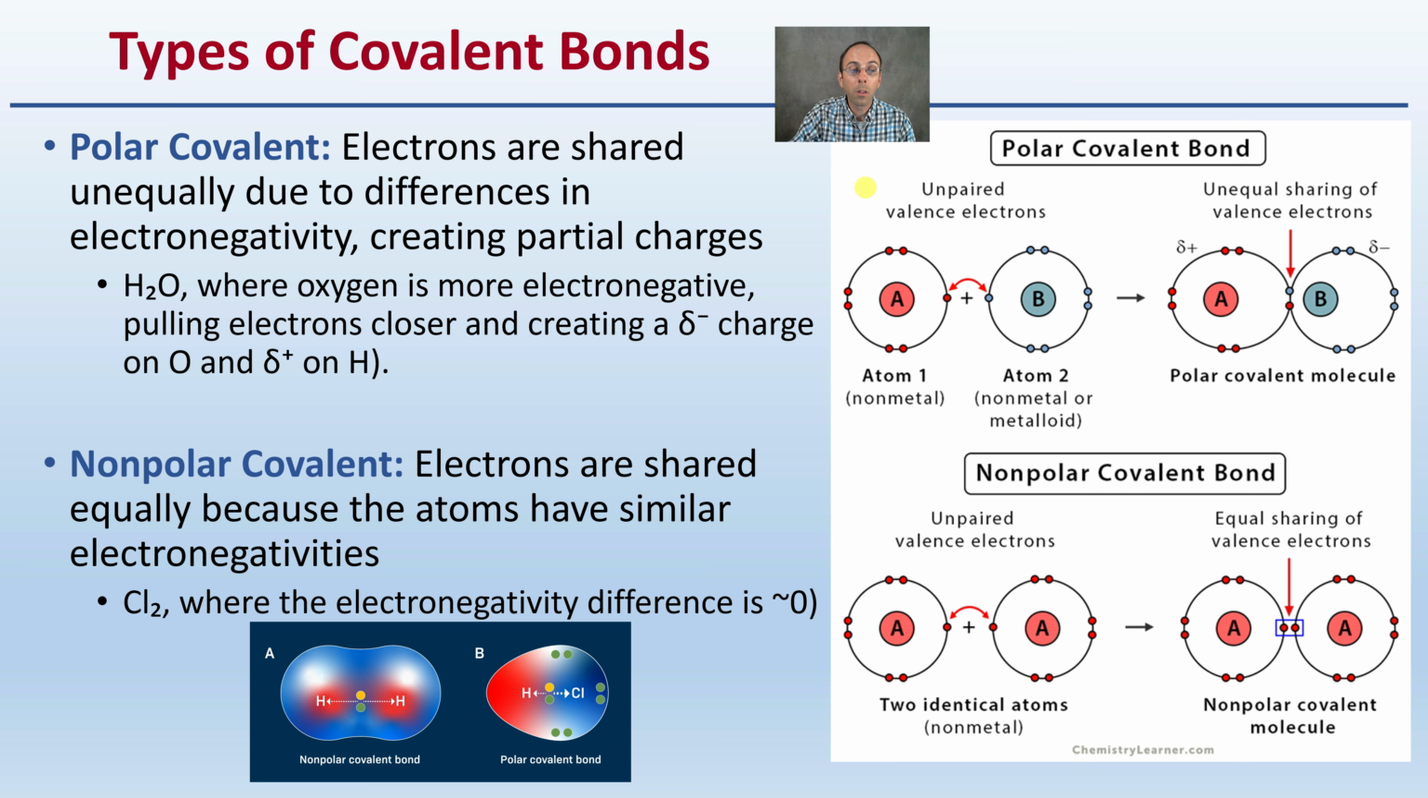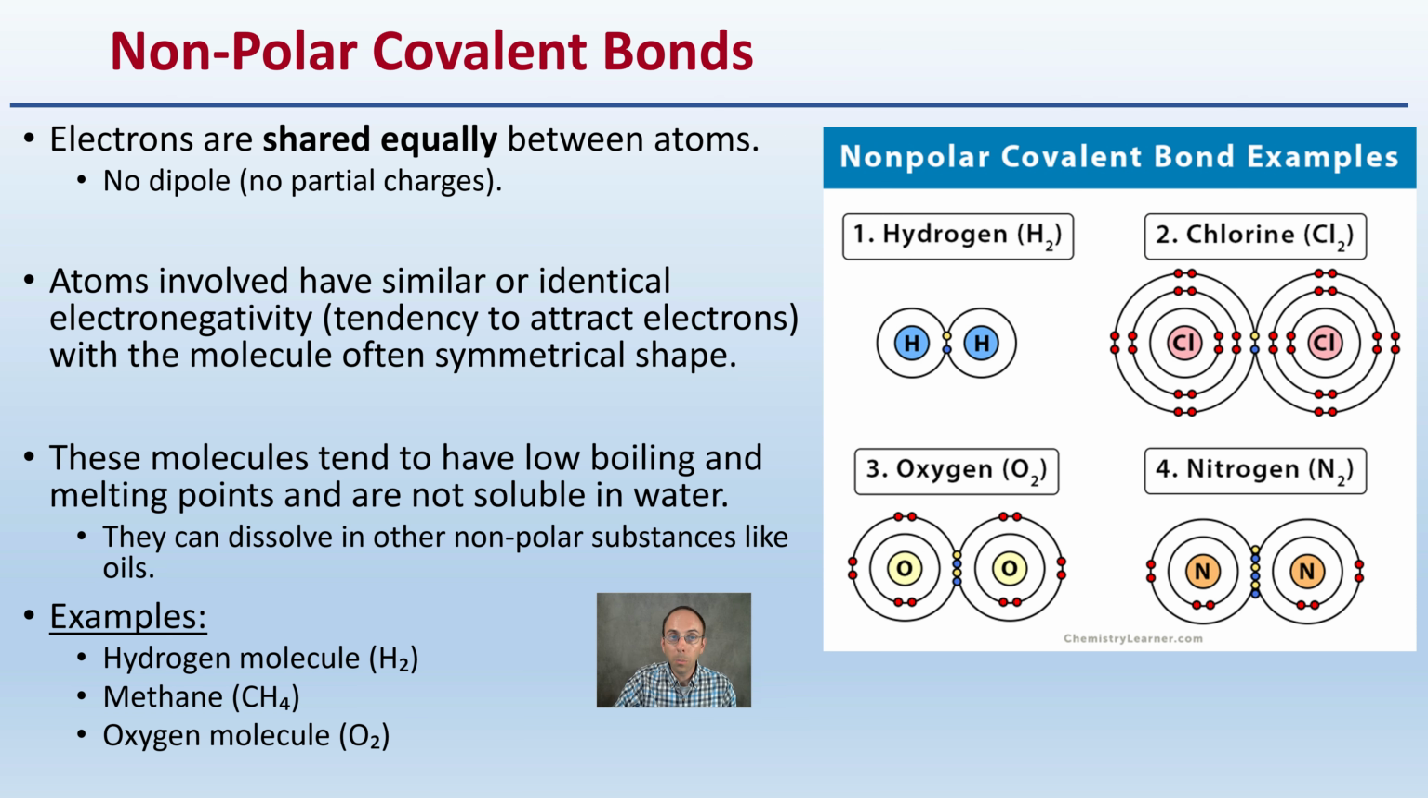In contrast, we have what's called nonpolar covalent, which is probably the easiest to think about. And these are electrons that are shared equally because the atoms have similar electronegativities. We see that with our diatomic elements here with chlorine. The electronegativity difference is essentially zero, and that shows a symmetrical or even sharing of those electrons. With those nonpolar covalent bonds, again, being shared equally between atoms, there's no dipole, there's no partial charges.